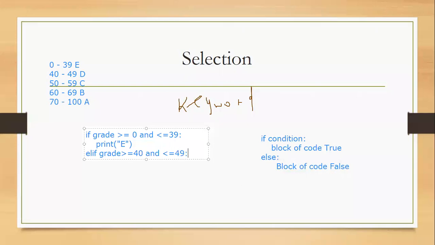So that's how I capture it. I put a full colon and then I indent again. So if this failed, then this elif is just another if condition. A block of code to be performed, if this is true, is print this student gets a D.